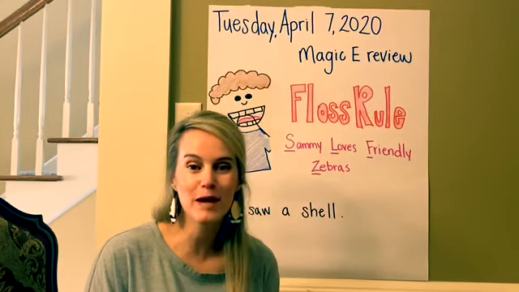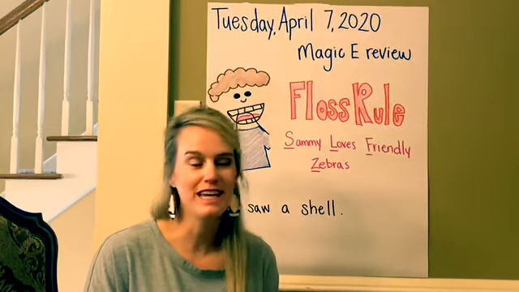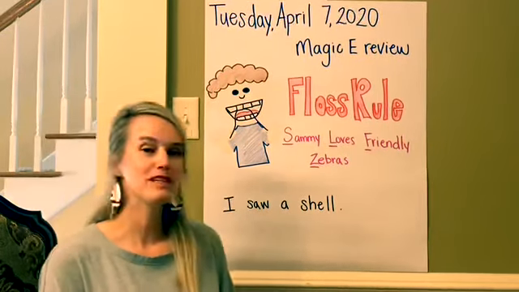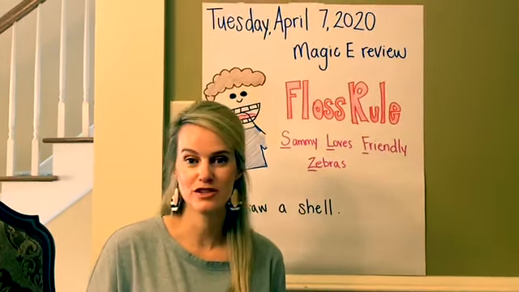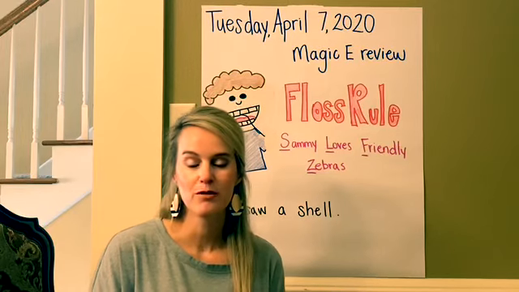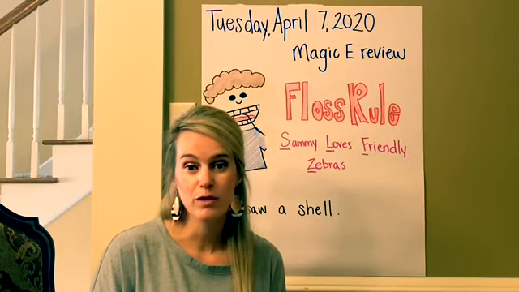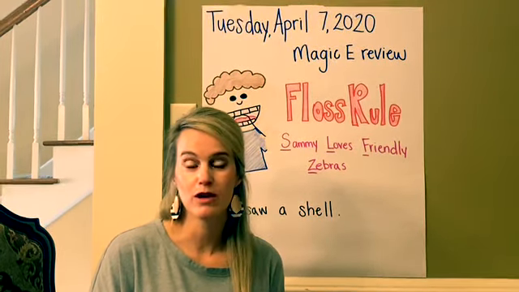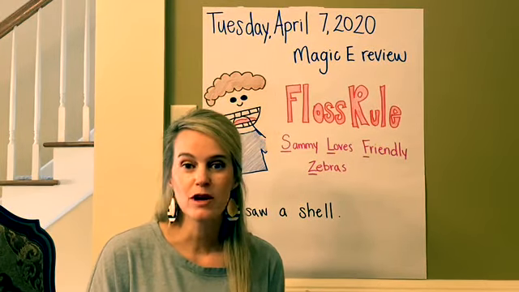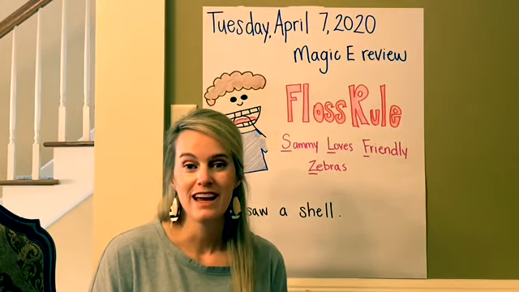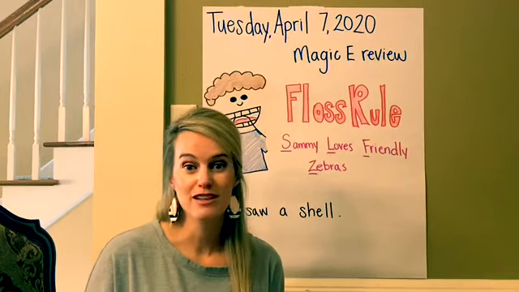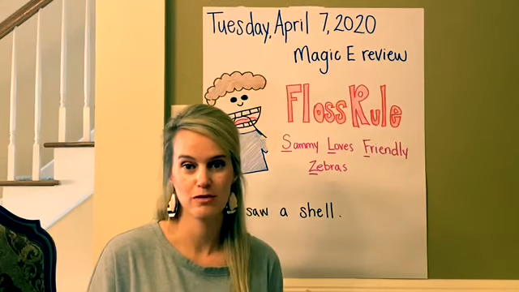Today is Tuesday, April 7th, 2020. So we're going to go ahead and jump into what Miss McCook taught yesterday, the magic E rule. We know that when there's an E at the end of a word, it makes the vowel in that word long. She talked about one-syllable words yesterday, and I want to give you a challenge about two-syllable magic E words.